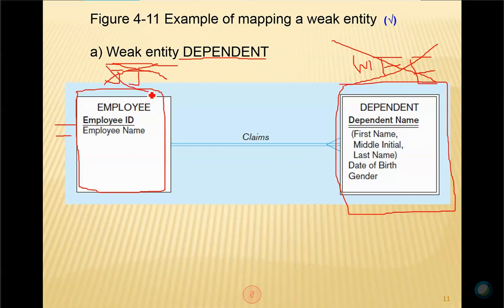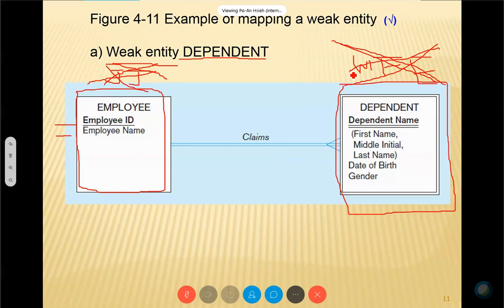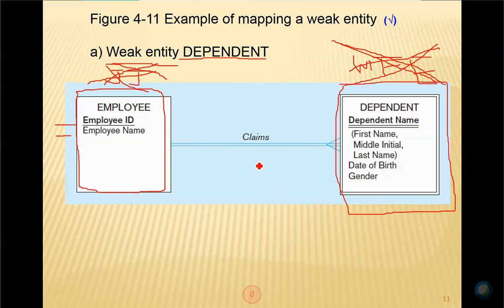So once I remove the records in the primary or strong entity, the dependents, like my wife and my children in this weak entity, will also be removed. All right. So how do I convert an ER diagram of this kind, with a strong entity and a weak entity, into a relational model?